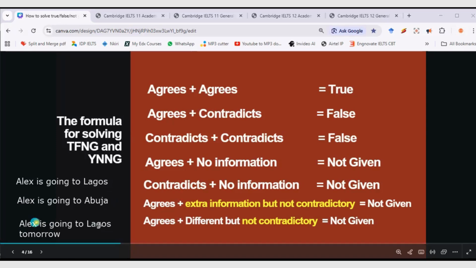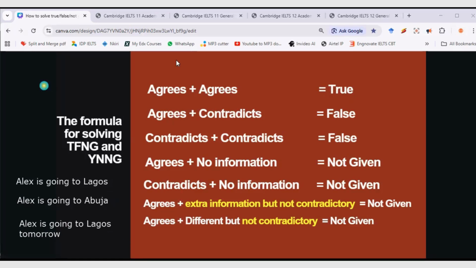Alex is going to Lagos tomorrow. Now this guy, we have added something here. Tomorrow. We have added extra information that is not necessarily contradictory. Now let me give you one statement that is different, but not contradictory. I want to write another statement about this Alex issue.